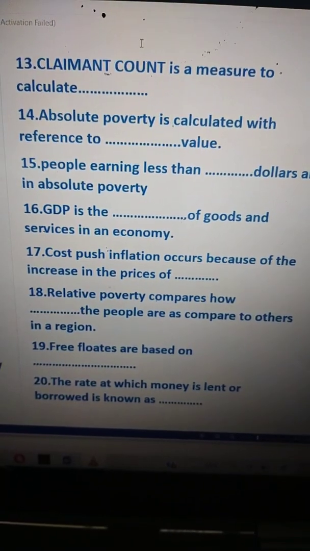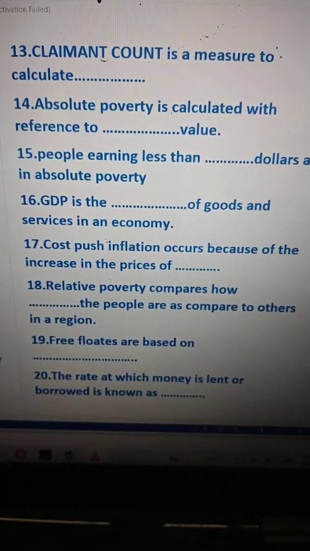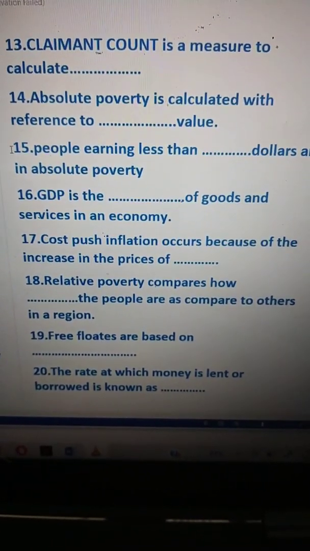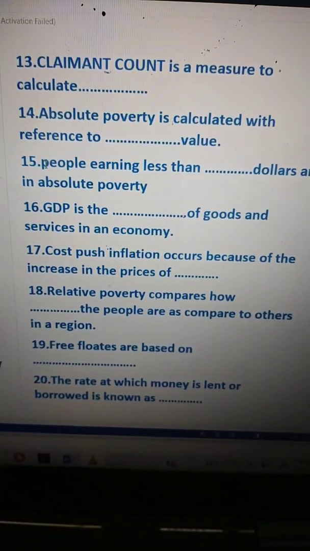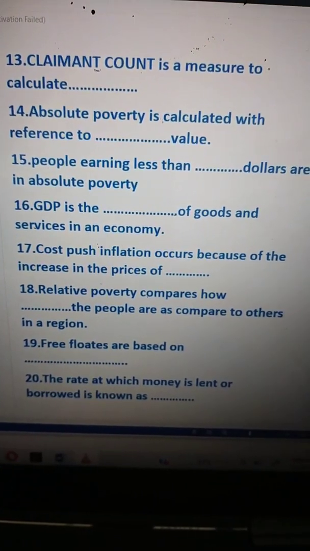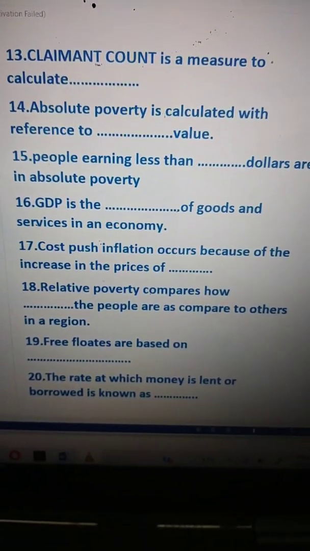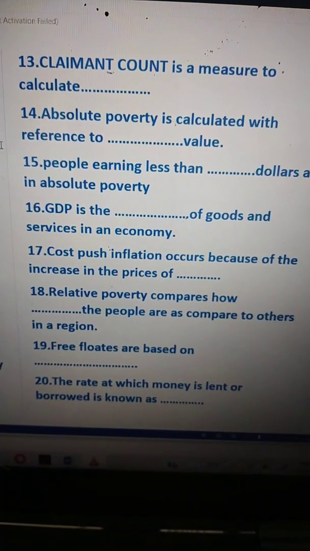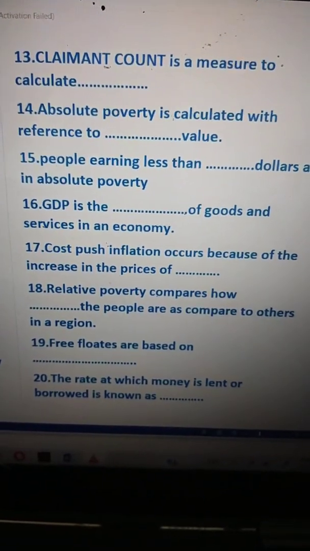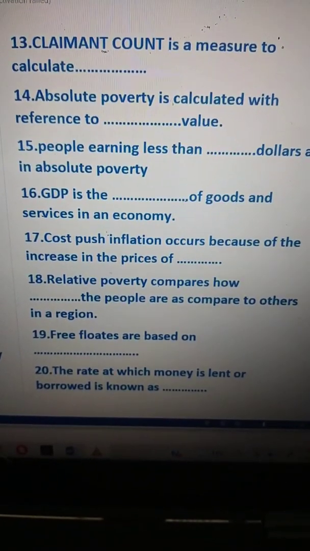Okay, yes. So claimant count is a measure to calculate unemployment. Number 14, absolute poverty is calculated with reference to a dash value. Absolute poverty is calculated with reference to a threshold value. Claimant count measures how many people are receiving unemployment benefits from the government. So they measure those people who are getting the unemployment benefits. So this is basically the claimant count.